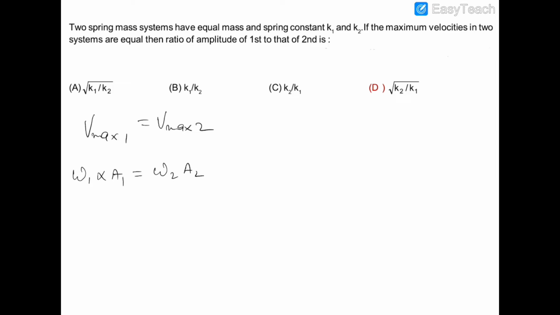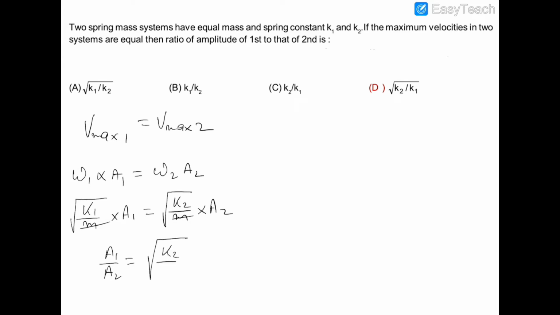Now omega is also equal to under root k by m. So this is under root k1 by m into A1, and this is under root k2 by m into A2. Cancelling m with m, A1 upon A2 is equal to under root of k2 by k1. So this is the ratio of the amplitudes of their SHM. So the correct option would be option number D.